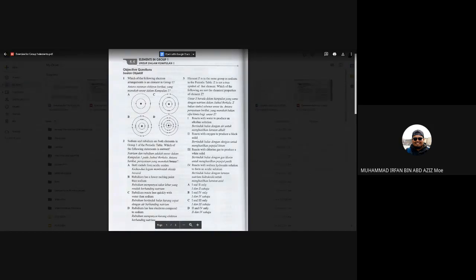Tak apa, tengok yang ni dulu. Aira buat yang ni dulu. Okay, tengok dekat depan ni. Then just write the answer je, A, B, C.